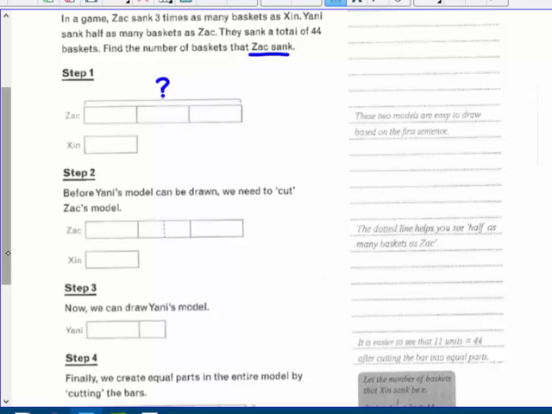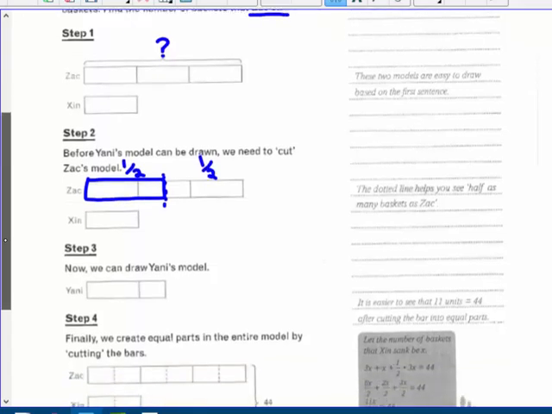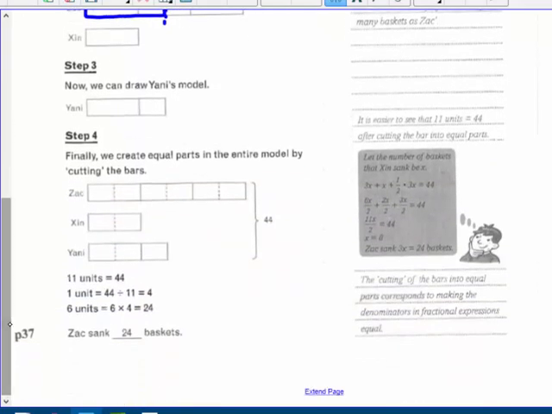Before Yanni's model can be drawn, however, we need to cut Zach's model in half. Yanni sank half as many baskets as Zach. So if we cut Zach in half, right? Here's half, and here's half. That's a Yanni bar. So if we put them all together here, and I wouldn't show it each step by step, I have my original Zach. He was cut in half. He's the same length now as Yanni. We can create all of the picture now.